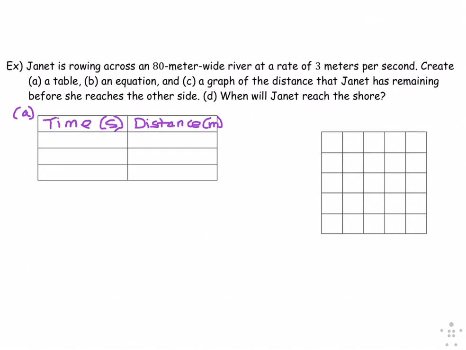For my table for part A, I've clearly labeled my columns. My independent column is time in seconds, and then my dependent column is distance in meters. So at time 0 seconds, she has not gone any distance, so it's the initial amount of 80 meters wide. And then after 1 second rowing across the river, she's traversed 3 meters, so then she has 77 left. And then after 2 seconds, 74 meters left.